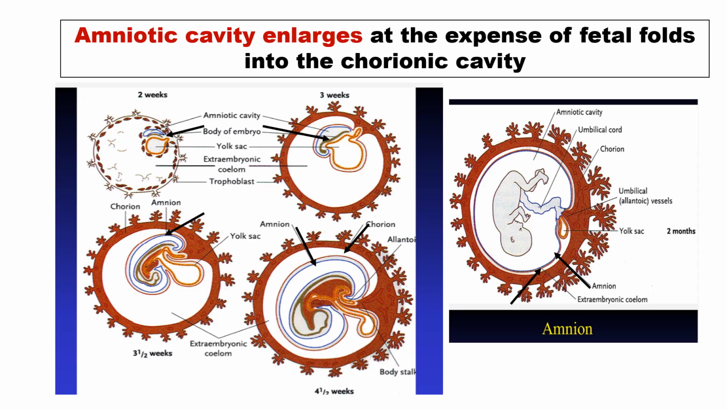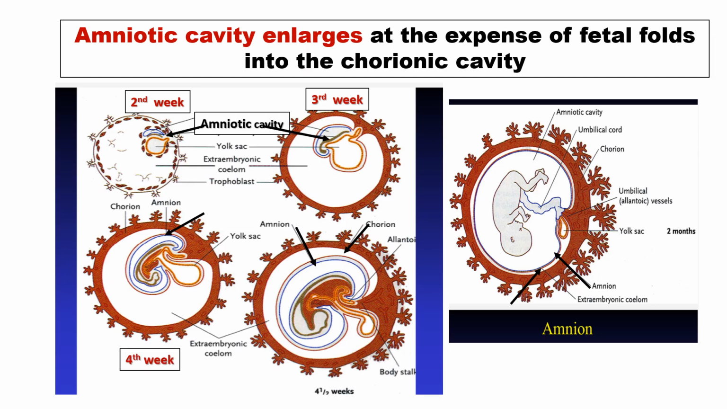Amniotic cavity enlarges at the expense of fetal folds, embryonic folds into the chorionic cavity. The amniotic cavity is formed during the second week of development. During the third week of development, embryonic folds are present. They start developing, that is the head fold and the tail fold. By the fourth week, the amniotic cavity, due to these folds, enlarges. By the fifth week, it almost enlarges into the chorionic cavity.